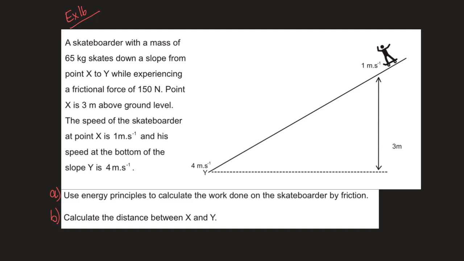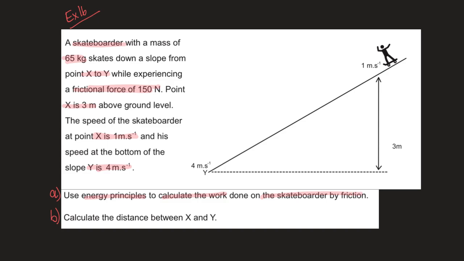Alright, you've got a skateboarder, mass of 65 kilograms, who skates down a slope from point X to Y while experiencing a frictional force of 150 newtons. Point X is 3 meters above ground level, and the speed of the skateboarder at point X is 1 meter per second. His speed at the bottom is 4 meters per second. They want two things. Use energy principles to calculate the work done on the skateboarder by friction.